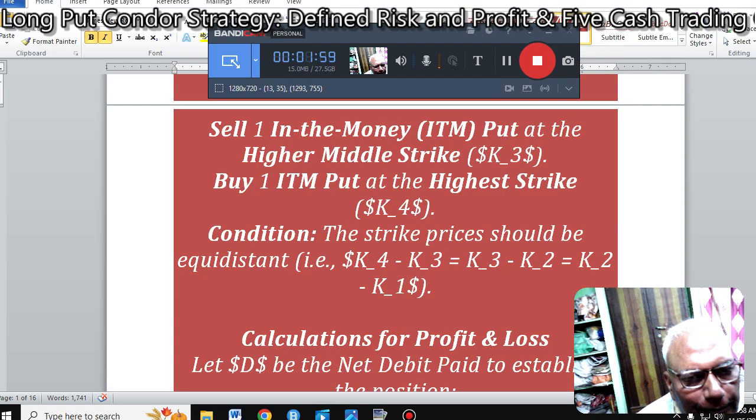Conditions: the strike prices should be equidistant. That means K4 minus K3 equals K3 minus K2 equals K2 minus K1 dollars.